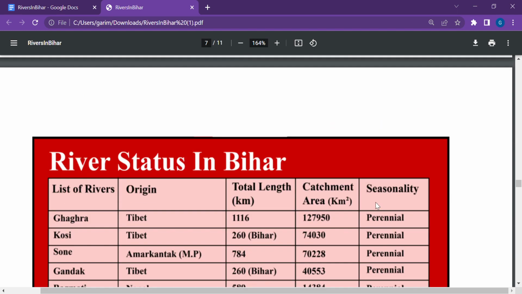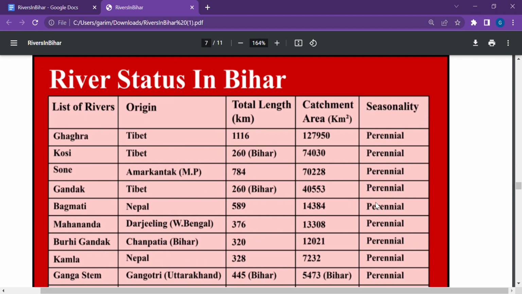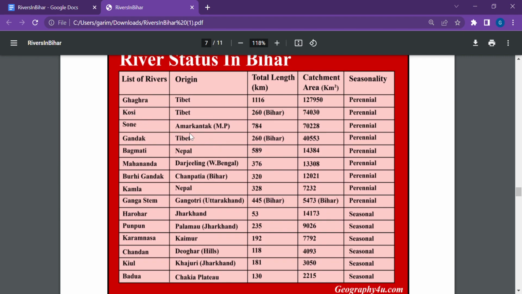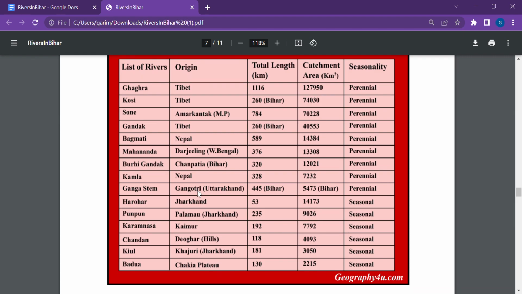This is part one, and we can see the river status of Bihar. Ghagra originates from Tibet, Kosi from Tibet, Son from Amarkantak, Gandak again from Tibet, in the northern part of Bihar, Bagmati from Nepal, Mahananda from Darjeeling, Buri Gandak from Chanpatia, Bihar. So this is all.